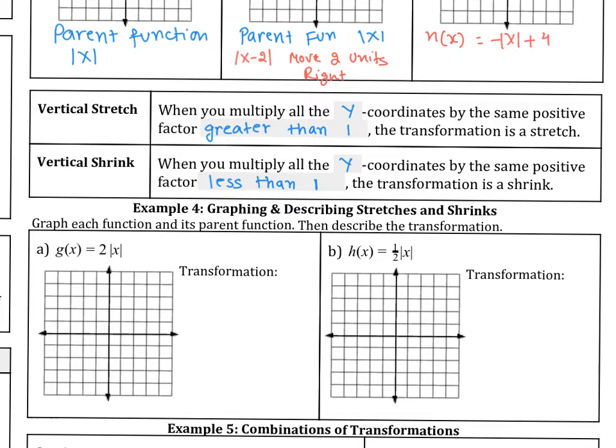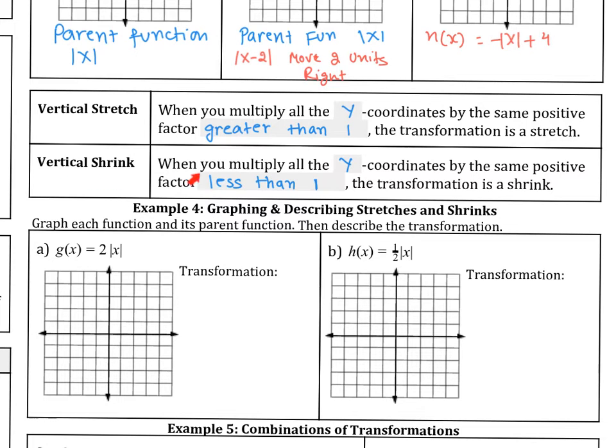Now for vertical stretch, when you multiply all y values or y coordinates by the same positive factor greater than 1, then the transformation is a stretch. So if you multiply the function with 2, 3, 4, 5, or 6, or any number that is greater than 1, then it's called a stretch or vertical stretch.